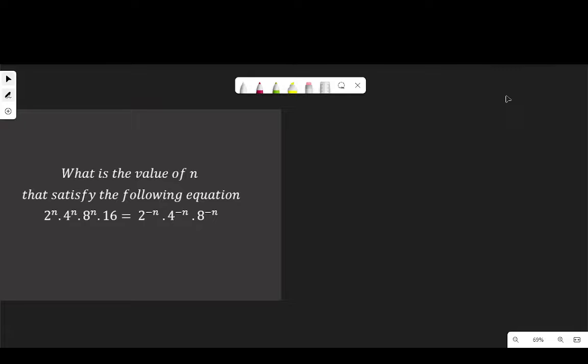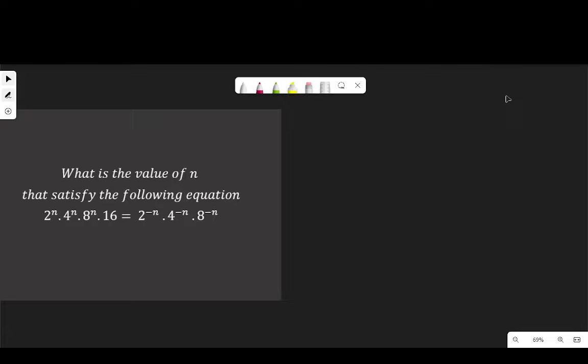In this video we're going to solve this exponential equation, and it says, what is the value of n that satisfies the following equation: 2 to the power of n times 4 to the power of n times 8 to the power of n times 16 equal to 2 to the power of negative n times 4 to the power of negative n times 8 to the power of negative n.